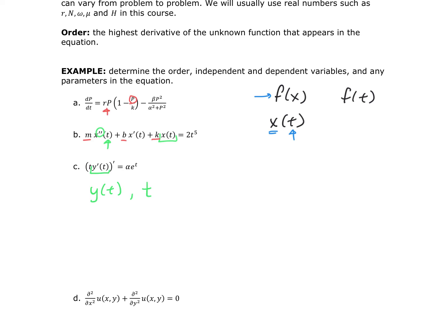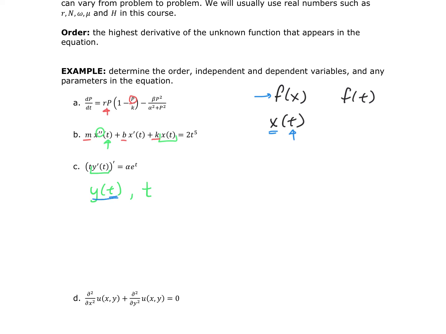T, of course, being my independent, and I can also tell you that based on the way this is written: y of t, t being my independent, y of t being my dependent. All right, so this is still an ordinary differential equation. E is just a number, it's 2.71. Alpha is a parameter. Now, this one's a little harder to decipher, but this is an order 2.